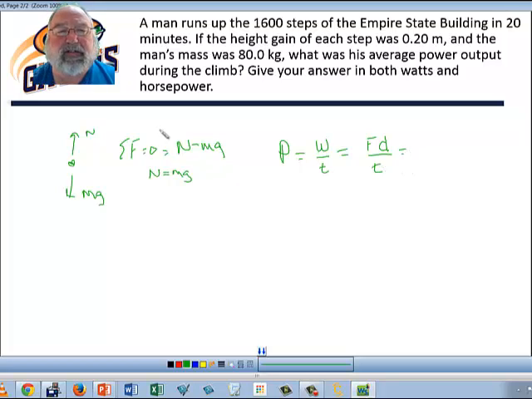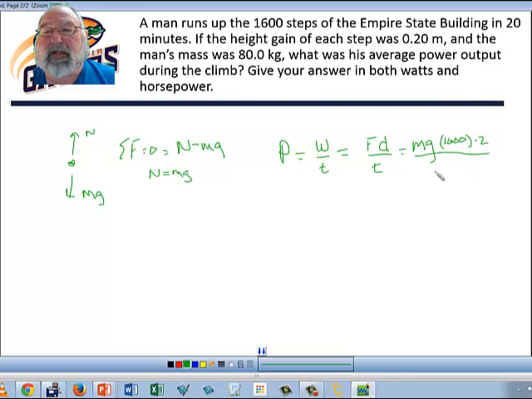Well, we know what the force is. It's the normal force, which is mg. And we know what the distance is. Well, we have to do a little calculation. It's 1,600 steps times the height of each step. So that's going to be 1,600 times 0.2 over the time. Well, it was 20 minutes. And we need to turn this into seconds. So it's 20 minutes at 60 seconds per minute.